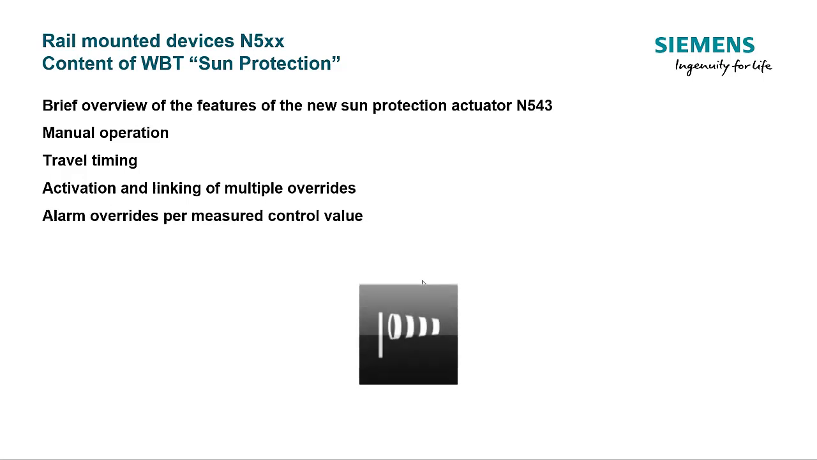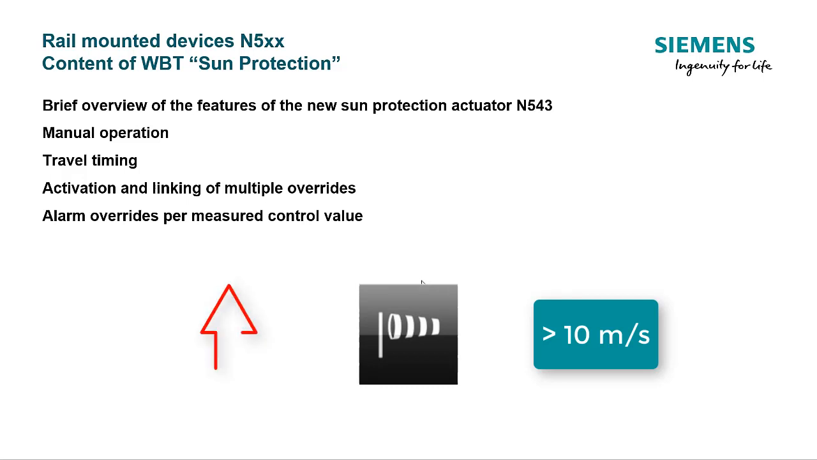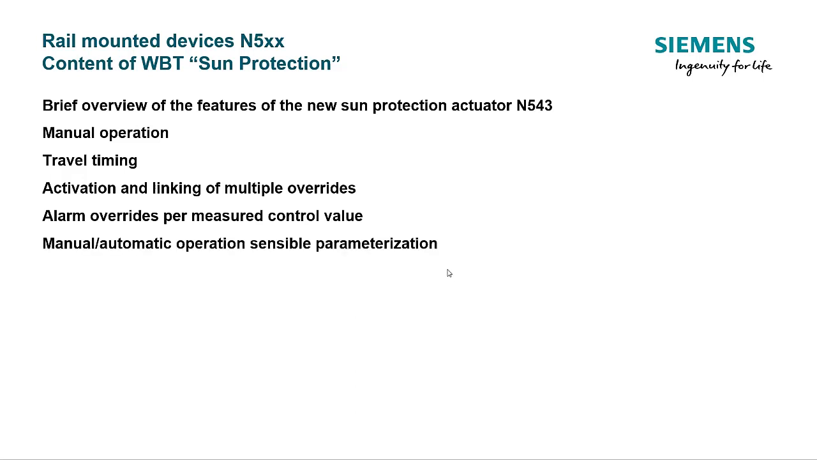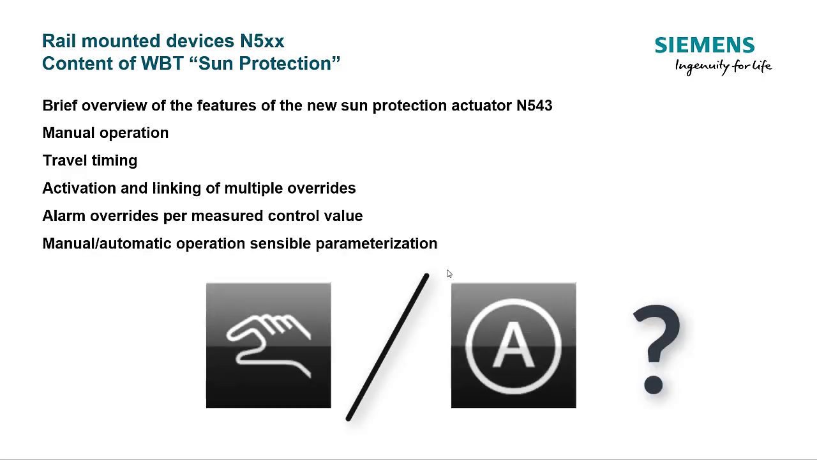5. Alarm overrides per measured value. Instead of the alarms already preset in the sensor via a threshold decision, it sometimes makes more sense to set these thresholds directly in the actuator. 6. Manual or automatic operation. Sensible settings.